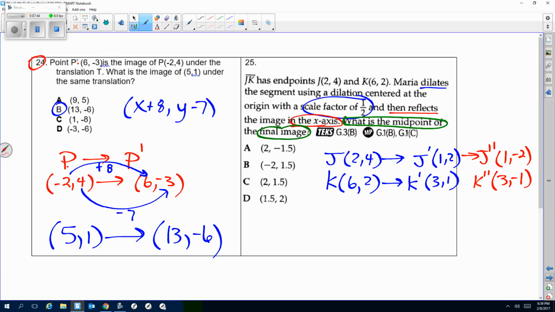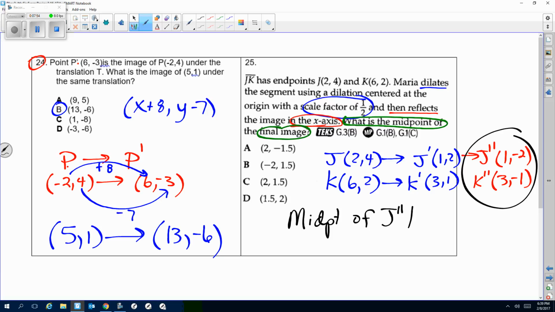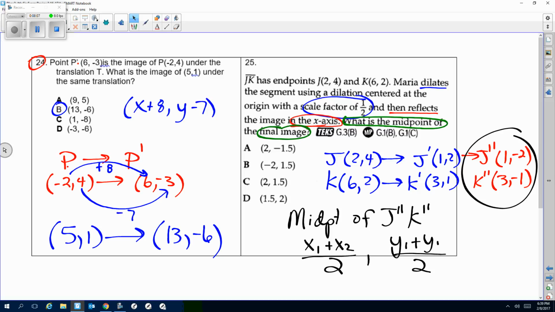Now they want us to find the midpoint of this image. So we're doing the midpoint of our J double prime, K double prime. So now I need you to add your x's, divide them by 2, add your y's, divide them by 2, see if you can come up with the coordinate.